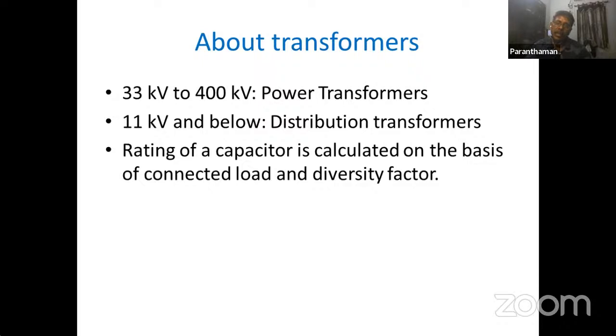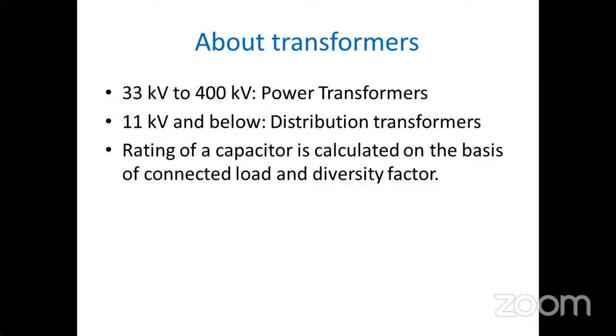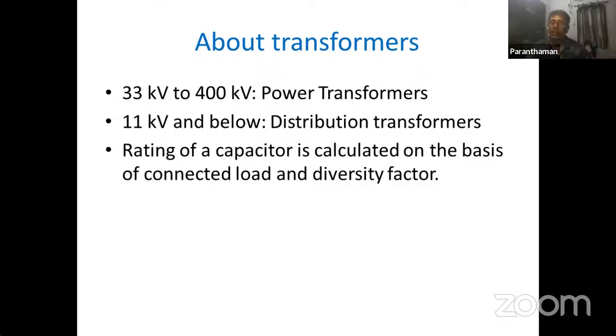Rating of the capacity is calculated on the basis of connected load and the diversity factor. We have to multiply by the diversity factor. If the connected load is 700 kilowatt, we multiply it with a diversity factor of 0.8 or so, and we'll get something like 490, 480. Then we'll be using a 500 kVA transformer.